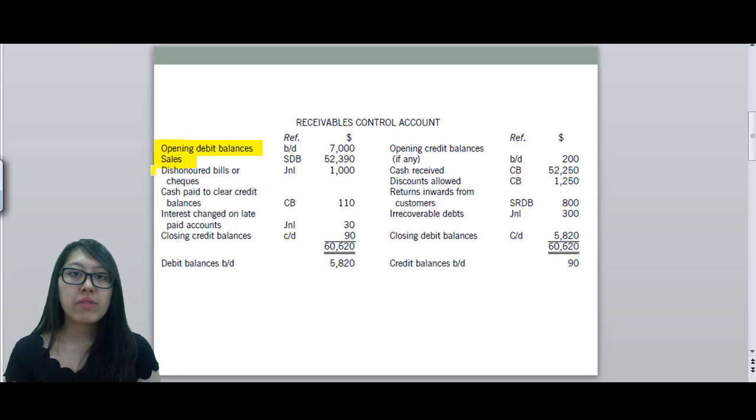The next item on the left hand column is sales. Sales is a credit entry, and so it should be reflected on the debit side of the trade receivable account, because the journal entry is debit trade receivables, credit sales.